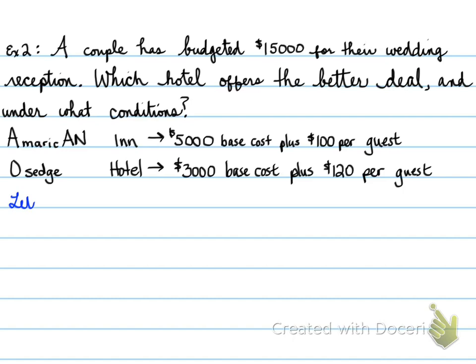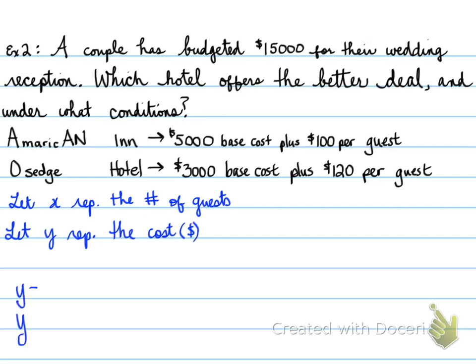To do this, we need to set some statements. For example, we need to find equations. So we're going to let X represent the number of guests attending the wedding, and we're going to let Y represent the total cost, so the cost in money. So both hotels have a cost. What is the cost? The cost is Y equals 100X, so $100 per guest, plus $5,000.